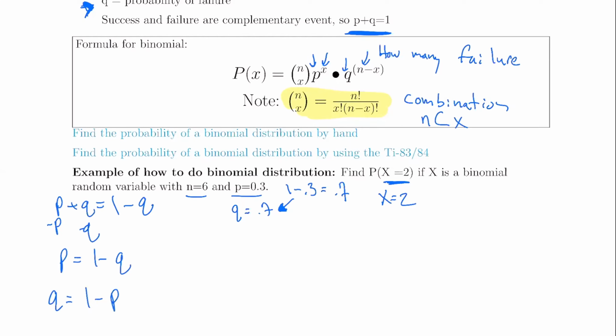Oh, okay. I didn't know that p plus q is equal to 1. Yeah, it's right over here. Where? Right here. Oh, hold on. Oh, okay. I see it now. Cool.